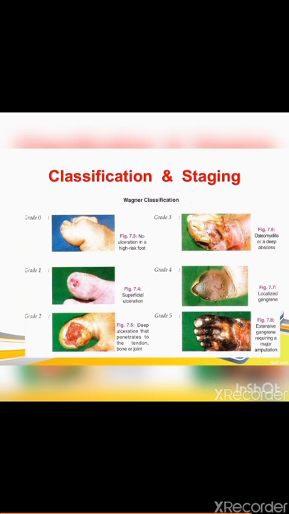The picture shows the classification of the diabetic foot ulcerations. The first grade is intact skin. The second is superficial ulceration. The third is ulceration penetrating to the soft tissue of the foot, with osteomyelitis. The fourth grade is localized gangrene. The fifth is gangrene of the entire foot.